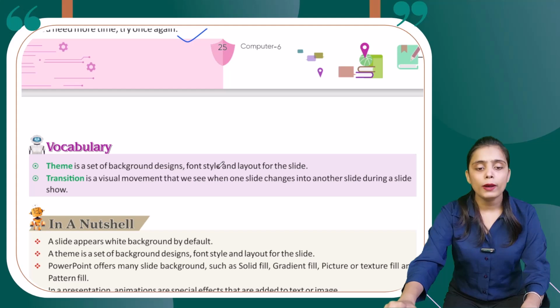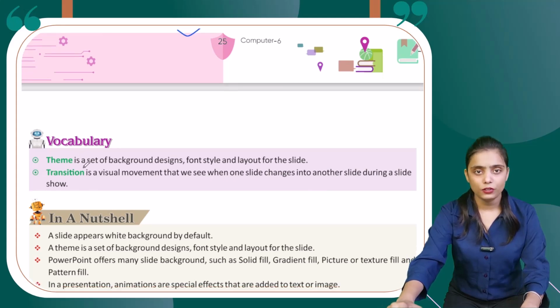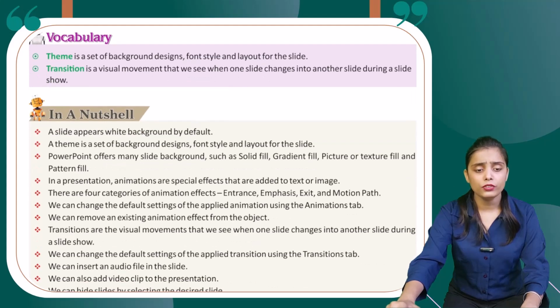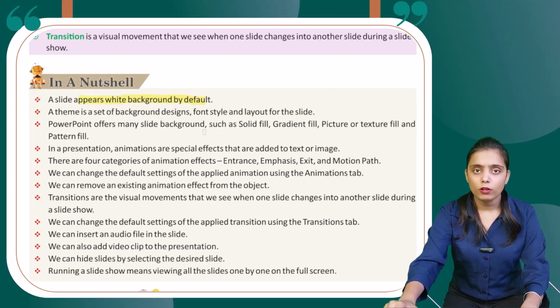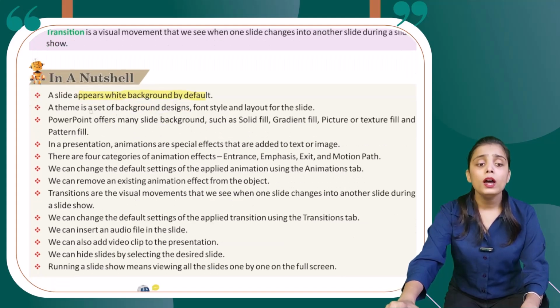Now let's see the vocabulary. Theme is a set of background designs, font styles and layout for the slide. Transition is a visual movement that we see when one slide changes into another slide during a slideshow. Okay, now let's see in a nutshell. So here a slide appears with a white background by default, right, white background by default. A theme is a set of background designs plus font style and also layout for the slide.